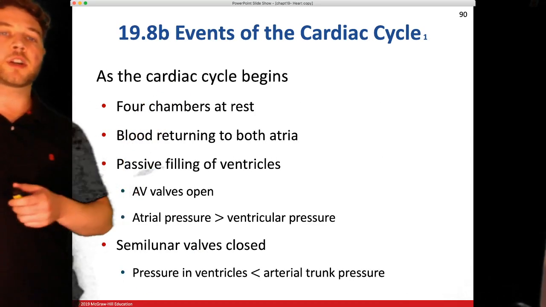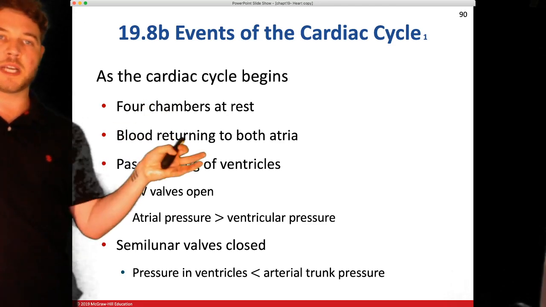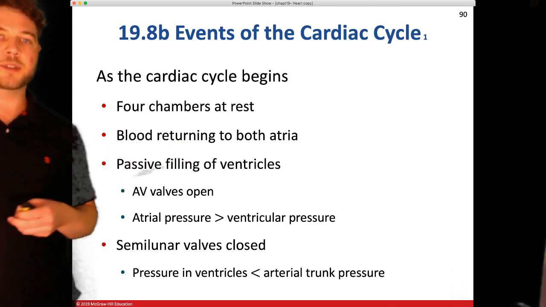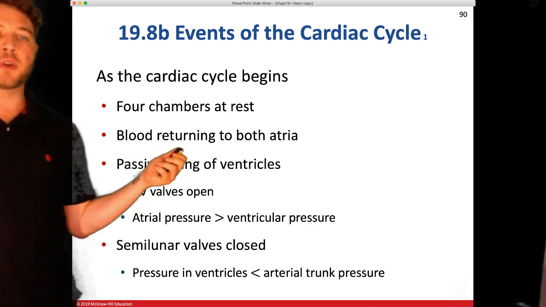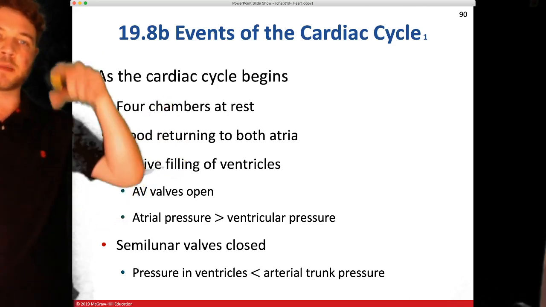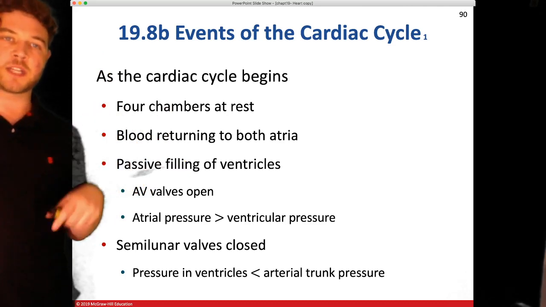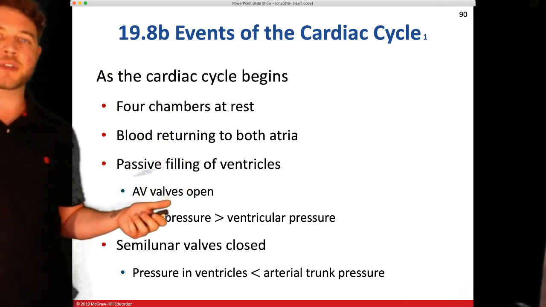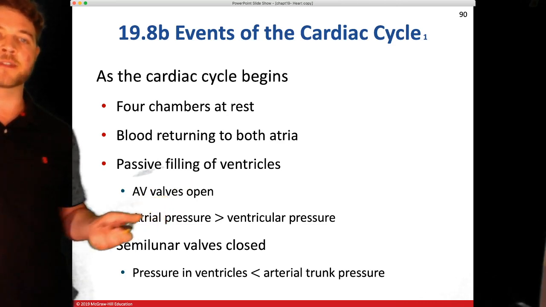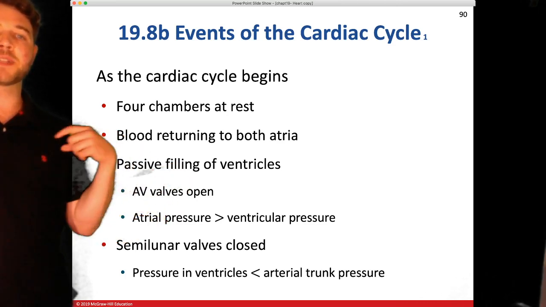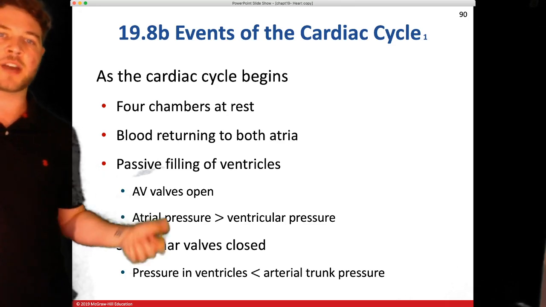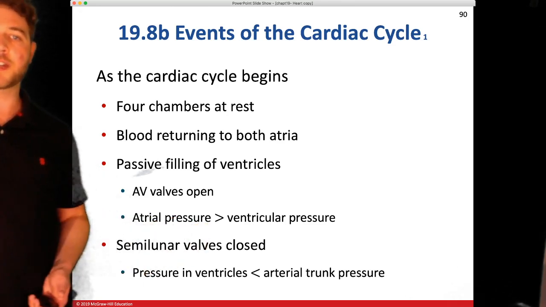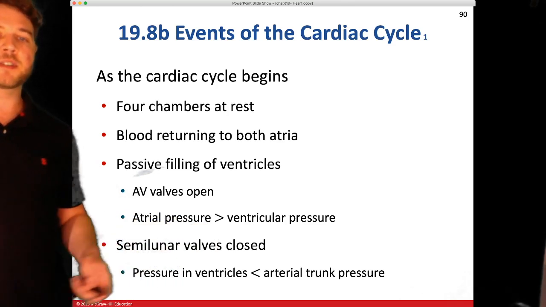So when your cardiac cycle begins, all four chambers are at rest. You can just assume that they're all at rest. AV valves are open, semilunar valves are closed. You have blood returning to both of your atria. So at the beginning of the cycle, the blood is coming into the right atria from the body, the left atria from the lungs. And this is passive filling of ventricles, because the AV valves are open at this point. The ventricles are relaxed, and so blood coming into the atria is just trickling down into the ventricles as well. Your atrial pressure is greater than your ventricular pressure. Semilunar valves closed, said that.